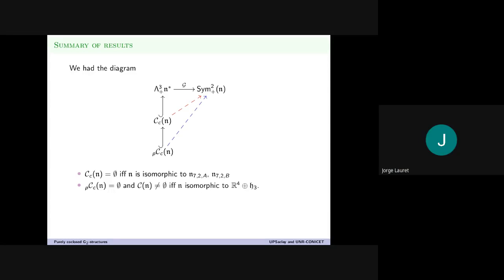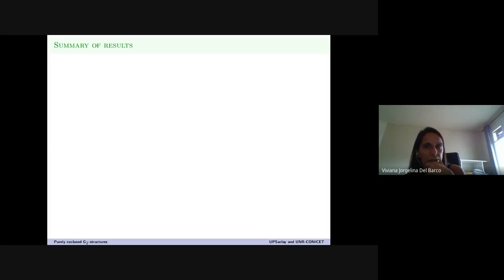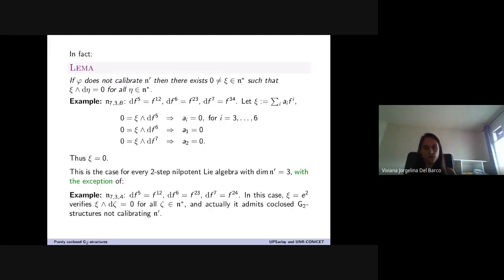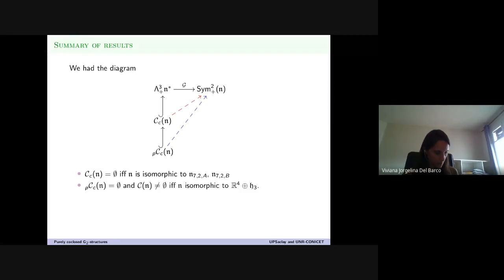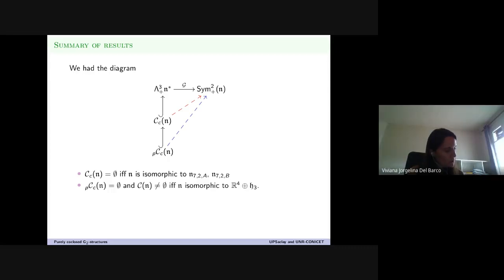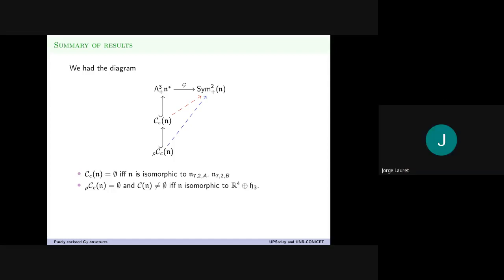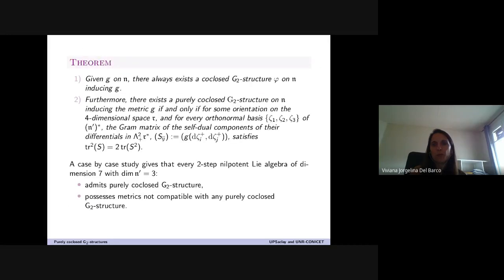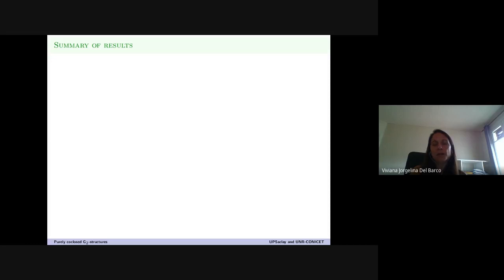Do you know which one is the quaternionic Heisenberg, the H type? Yes, quaternionic Heisenberg, you mean with dimension of n prime equal to 3? Yes, 4, 3. Okay, it's 7, 3D. So it admits, and actually all the coclosed ones calibrate n prime. Yes, okay.